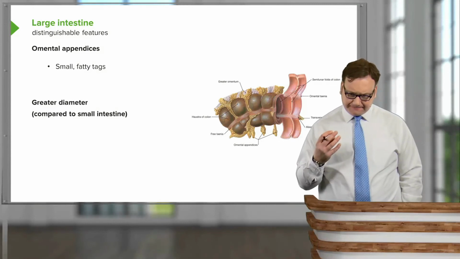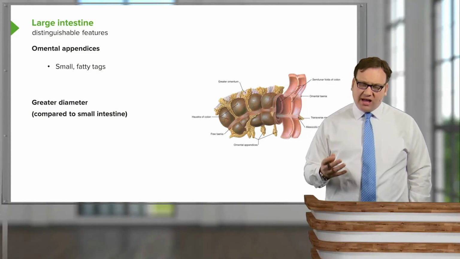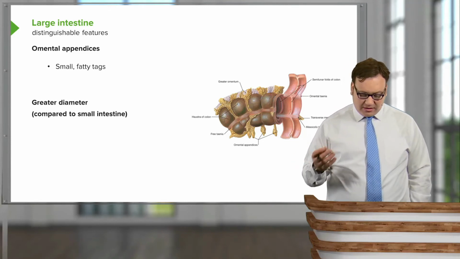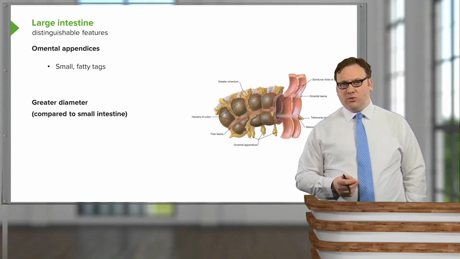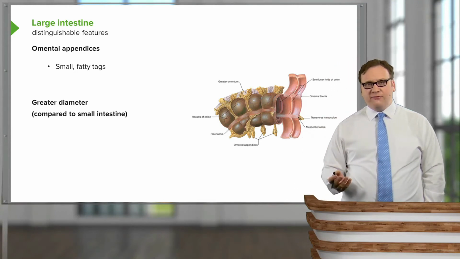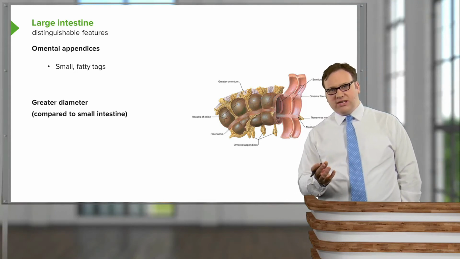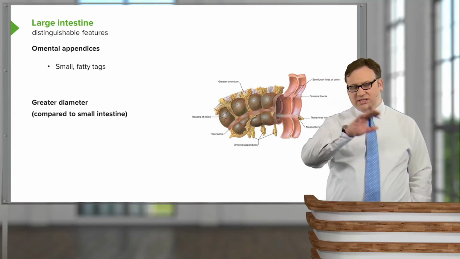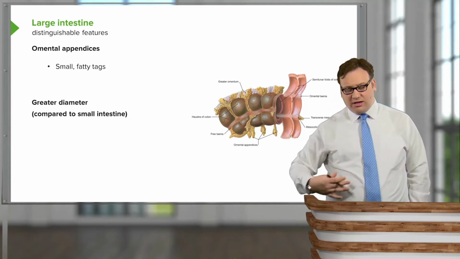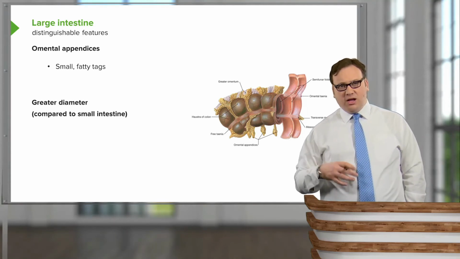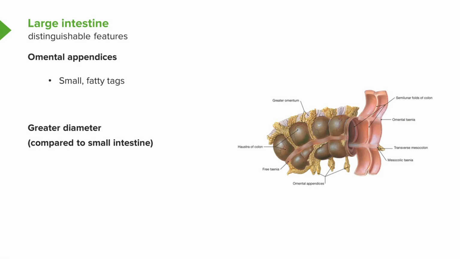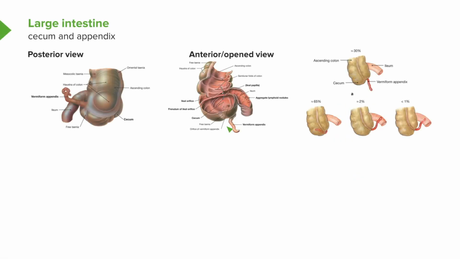Another clear way to distinguish the large intestine from the small intestine is its greater diameter, compared to that of the small intestine. So, apart from the obvious position of the small intestine, you should be able to work out where the large intestine is, due to its inverted U shape around the lateral aspects of the abdomen, but also via these 3 clear, distinguishable features.